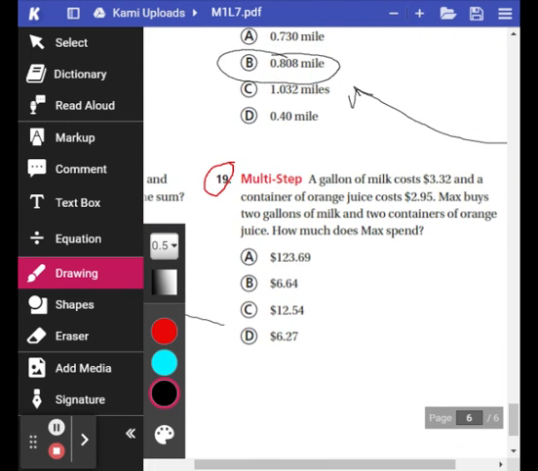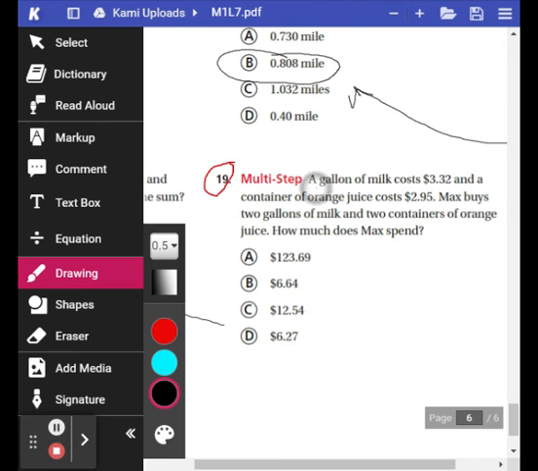The last step. A gallon of milk costs $3.32, and a container of orange juice costs $2.95. Now, Max buys 2 gallons of milk and 2 containers of orange juice. How much does he spend? Okay, so this seems relatively easy. I will tell you, though, that what has gotten kids on the wrong path is they forget to look at the quantity of each that they bought.